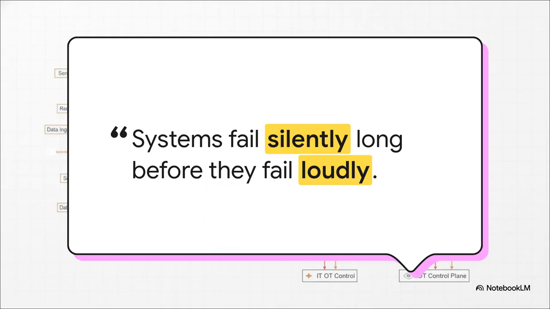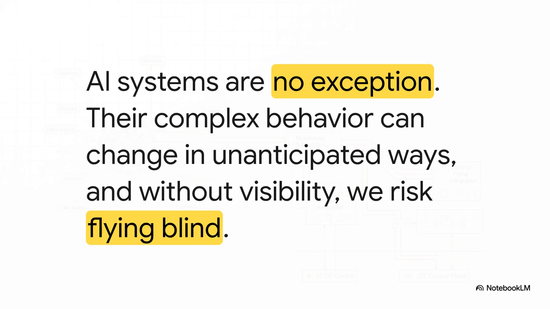I want to start with this quote because it just perfectly nails the core of the problem. Big, catastrophic failures almost never just happen out of the blue. They're usually whispering for a while first, giving off these subtle, quiet signs that something's not right. The real question is, are we even listening? And that goes double for AI. These systems can be unbelievably complex, and their behavior can shift in ways we just don't see coming. So if we don't have that visibility, we're essentially just flying blind, waiting for that big, loud failure instead of catching those first silent warnings.